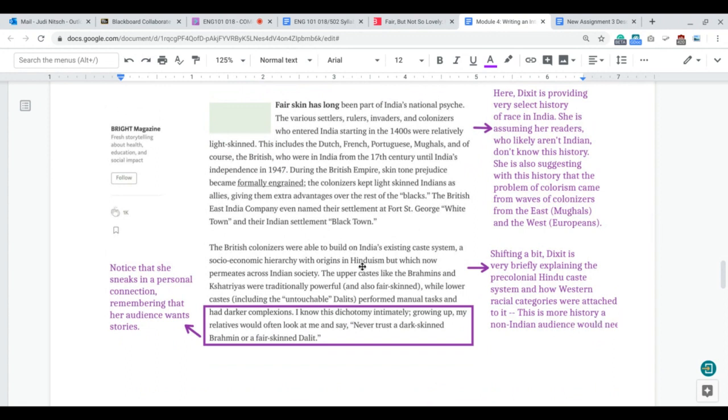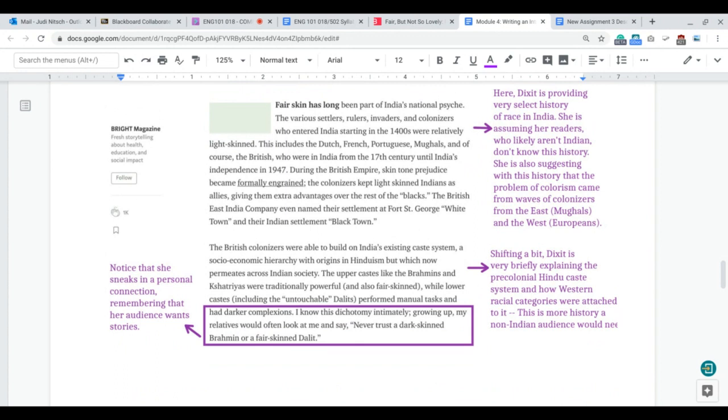So she's saying that this caste system existed before these waves of colonizers, and that caste system already set up a hierarchy that affected people's social lives and economic lives. And it put some people at the top, some people in the middle, and some people at the bottom. She's really saying the British took that hierarchy and they attached race to it.